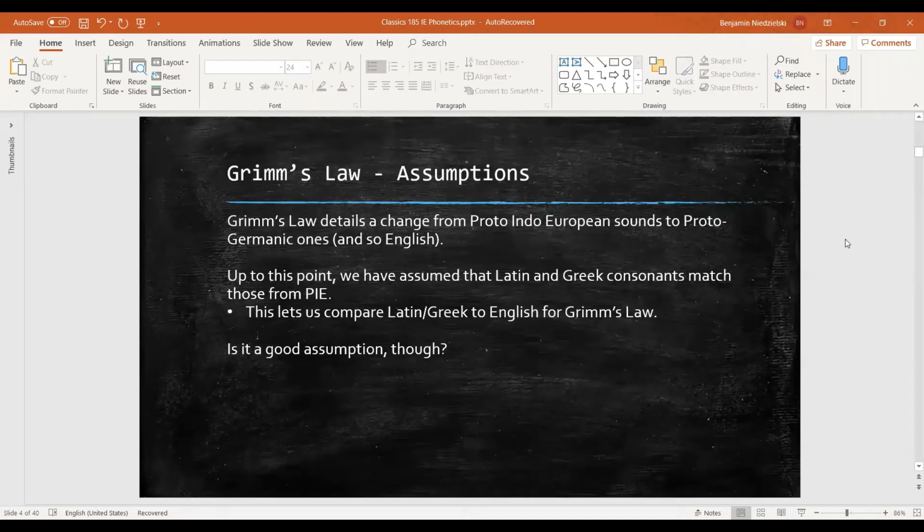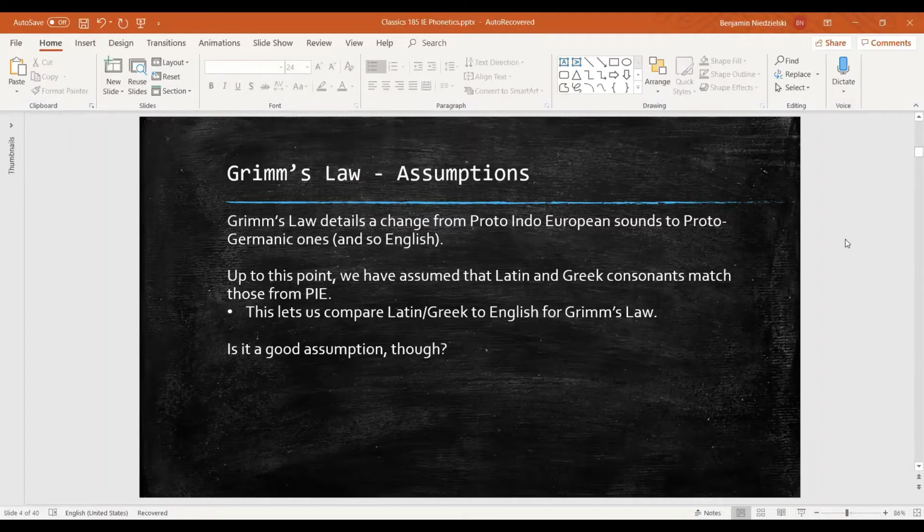Remember that Grimm's law is a set of sound changes concerning consonants from Proto Indo European to Proto-Germanic. Since English is a descendant of Proto-Germanic, this means that English will reflect the changes in Grimm's law. For instance, Proto Indo European p becomes Proto-Germanic and English f, while Proto Indo European t becomes Proto-Germanic and English th.